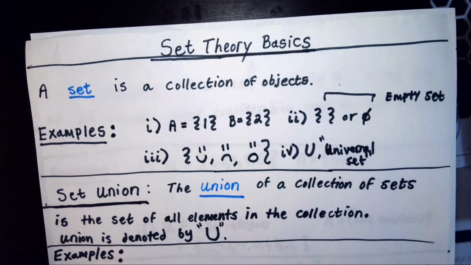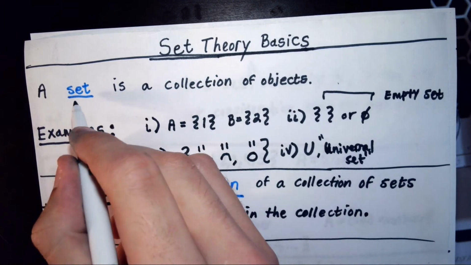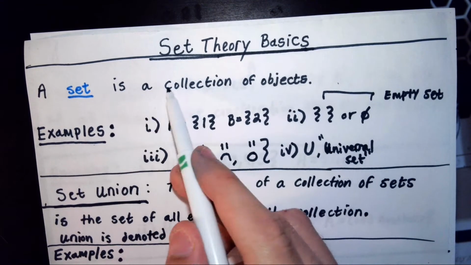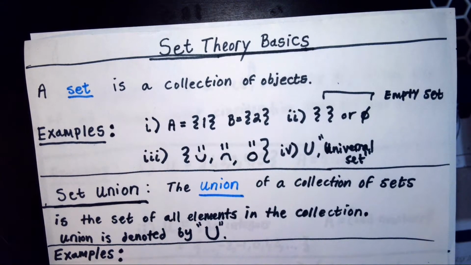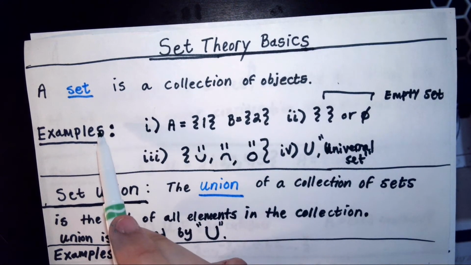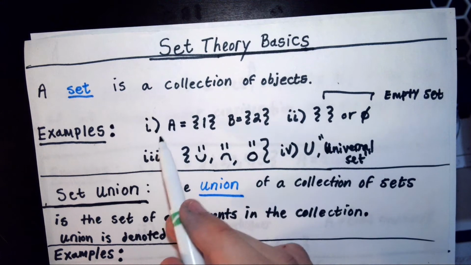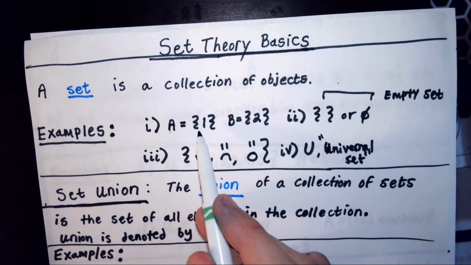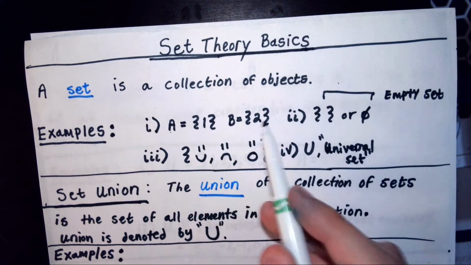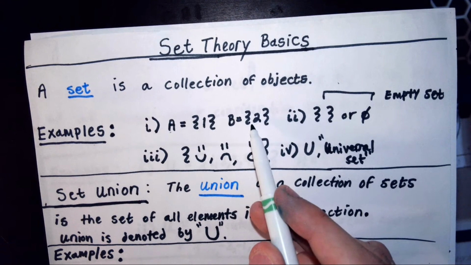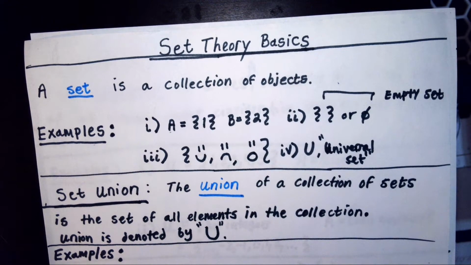So, just to begin, a set is a collection of objects. And these objects can be just about anything. Here are some examples. In the first example we have A is the set {1} and B is just the set {2}. Alright. Those are both sets.